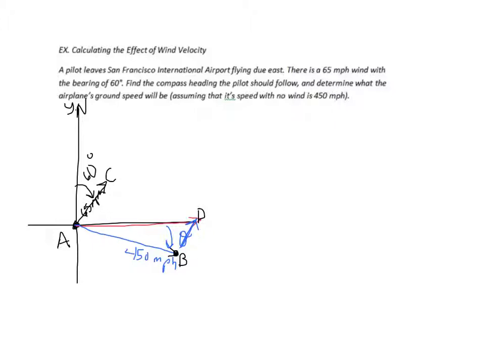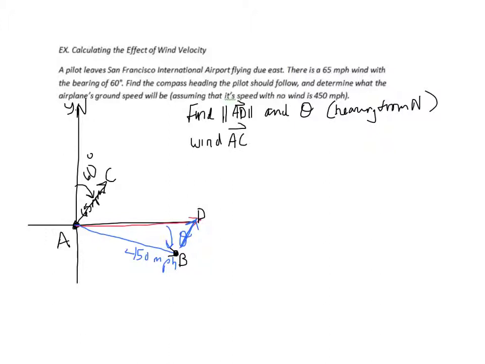What I need to find is the magnitude of vector AD, right? And then I also need to find theta, as well as the heading or the bearing from north. So that's where we're headed. All right, so the wind is going to be vector AC.